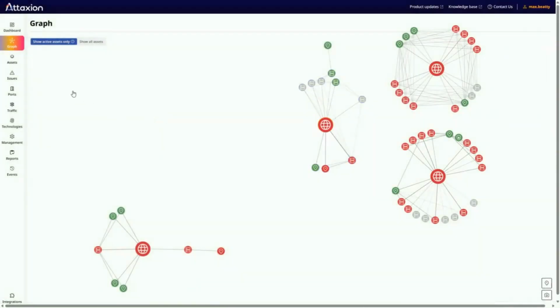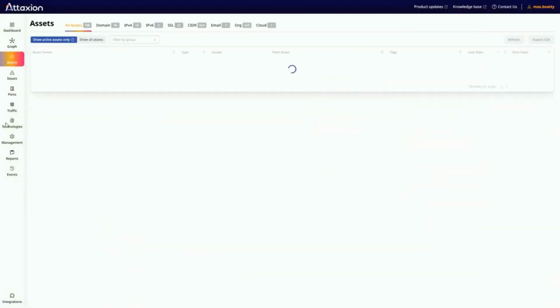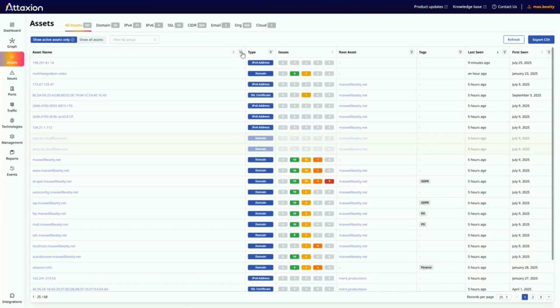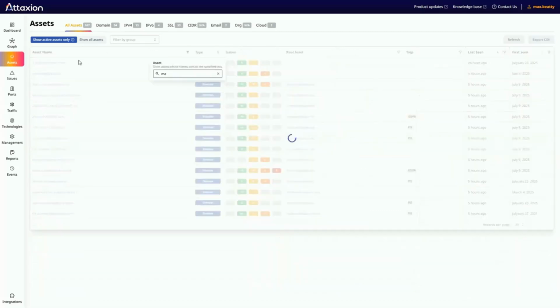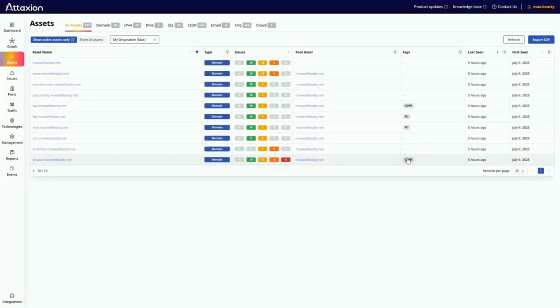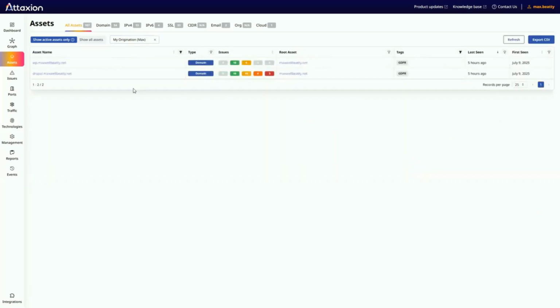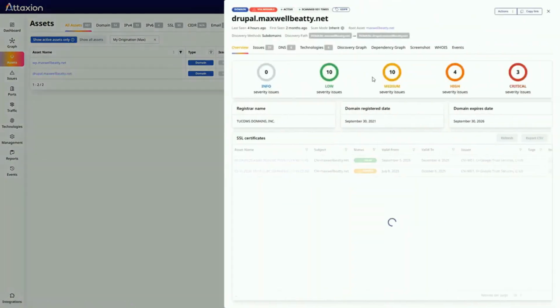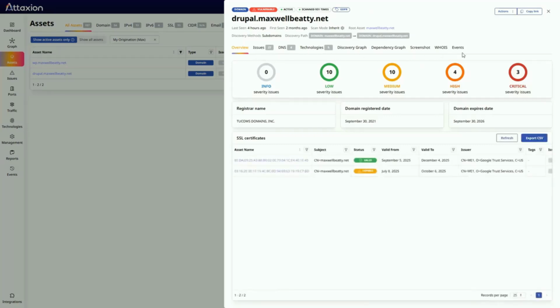But moving on, next I want to show you our assets page. And from this screen, I can learn more about my organization's exposed assets. I can search, I can filter, and I can sort to find the assets that I care about most. Just like you saw on the last screen, I can also click in any specific asset to learn more about it. I can also click in any of these tabs here to learn more asset level information.